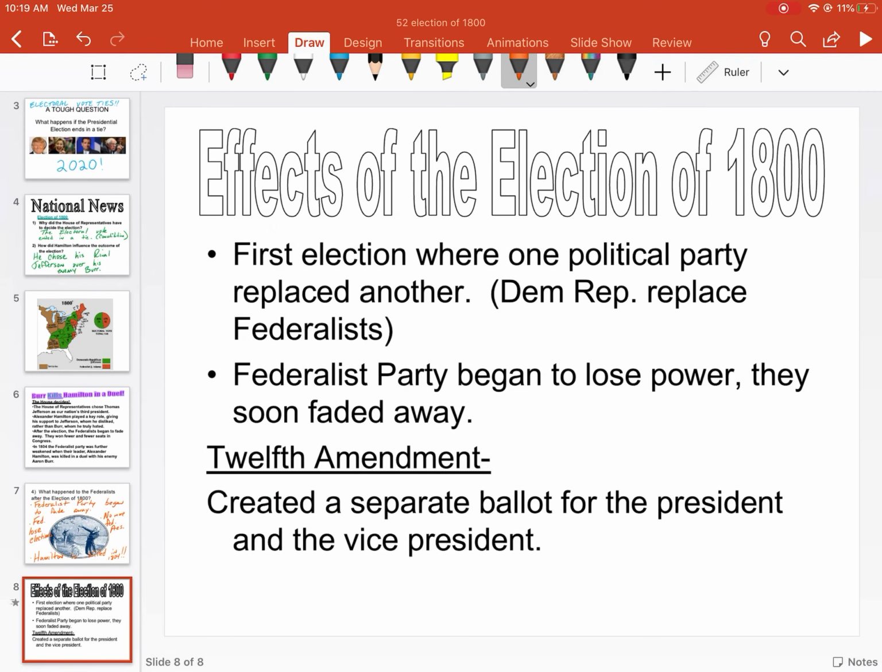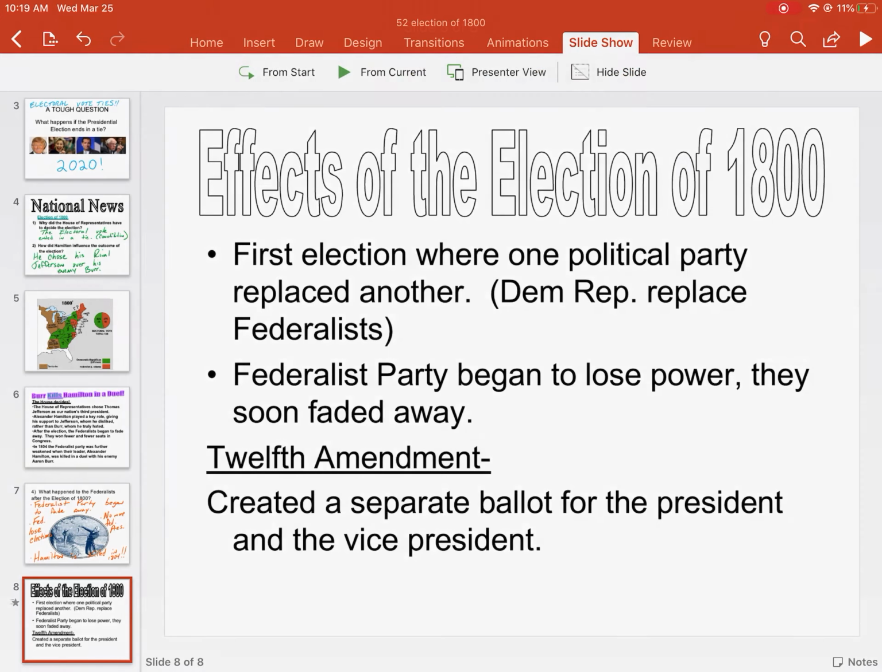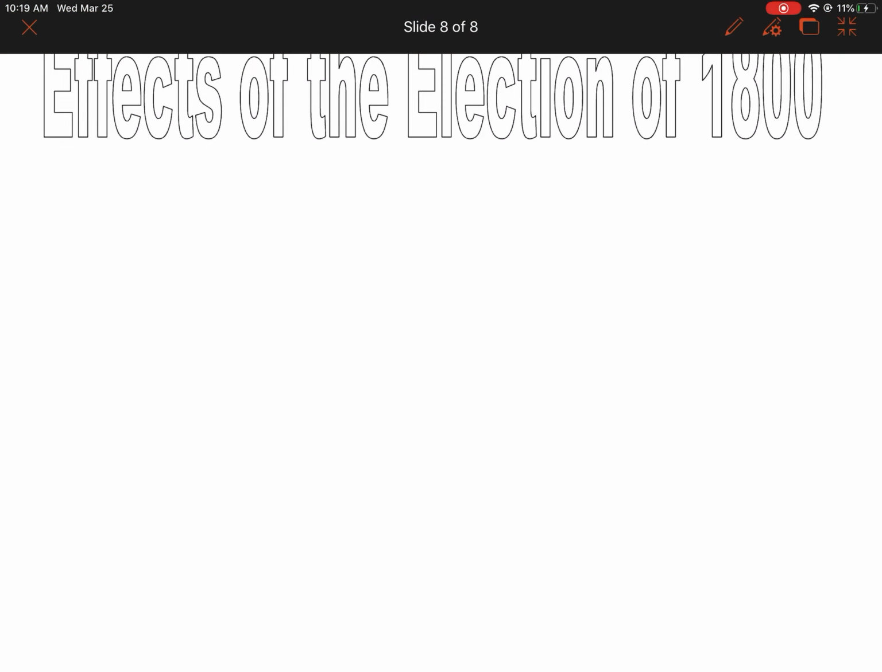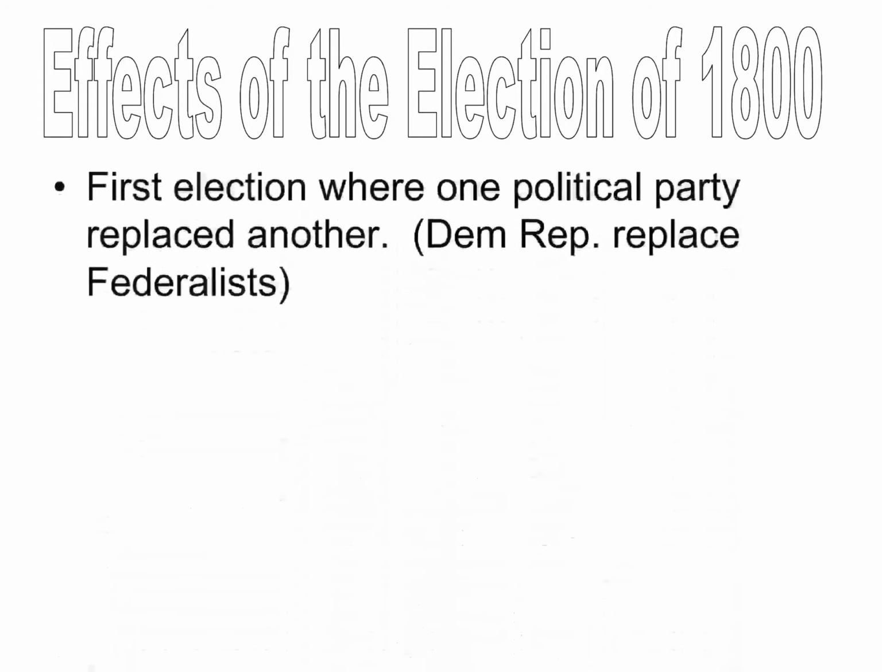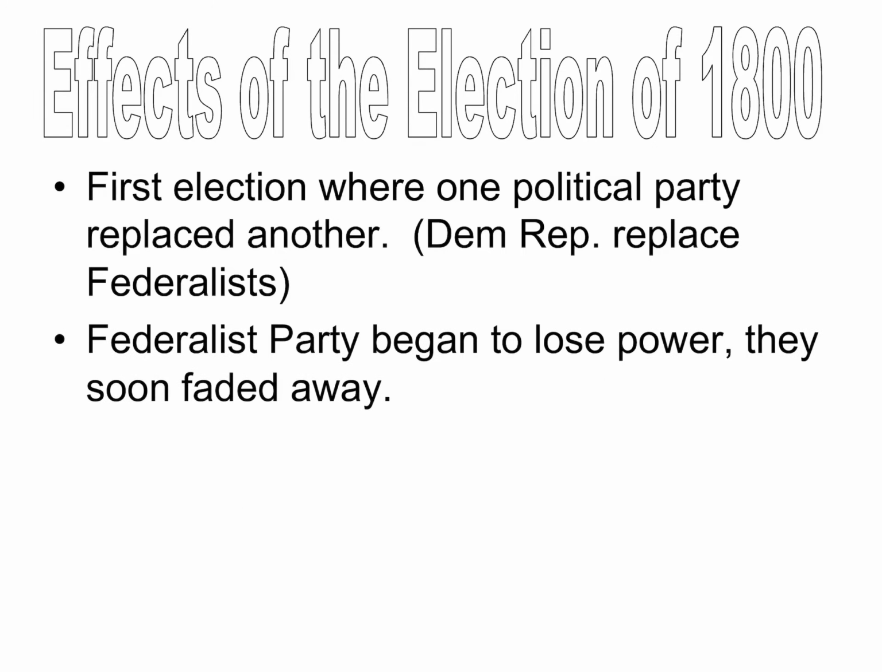At the bottom of page 2, let's move on to these notes. I've got them in bullets, so stay with me. What are the effects of this election? Number 1, it's the first election ever where one political party replaces another. The Democratic Republicans replace the Federalists. Jefferson moves into the White House, replacing John Adams. The Federalist Party begins to lose power. They soon faded away. It's the end of the Federalist Party as we know it.